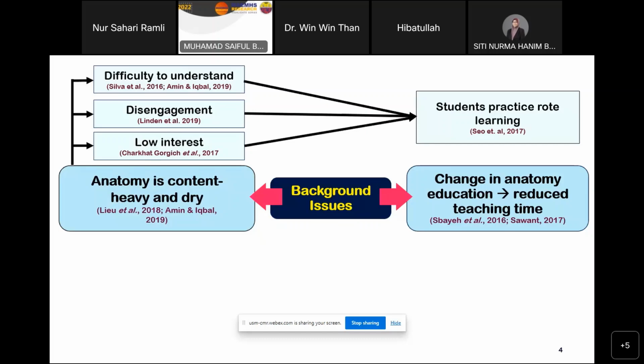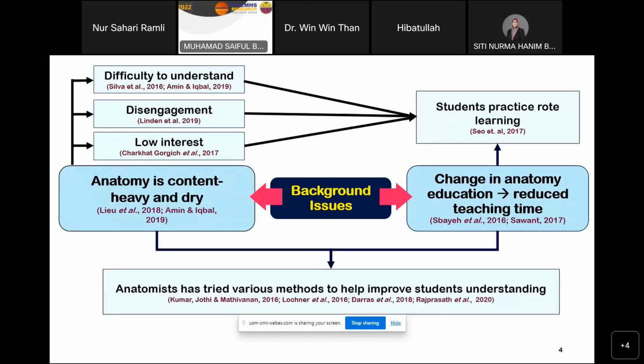However, with the horizontal and vertical integration of other subjects into the medical curriculum, the contact hours for anatomy learning have been reduced to a very limited amount. This has caused students to cram a vast amount of anatomy information within a very short period of time. So again, students will practice rote learning. These kinds of students will not be able to retain the information in their long-term memory, causing them to be incompetent when they actually graduate.